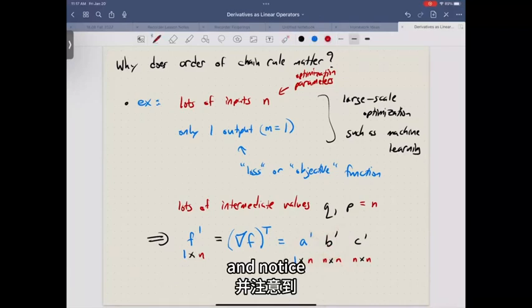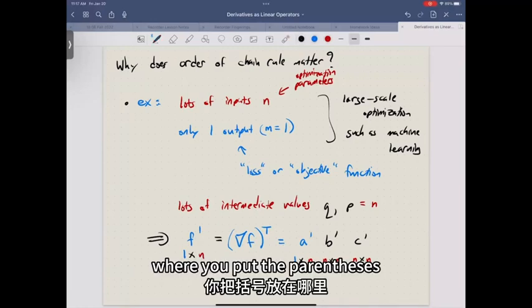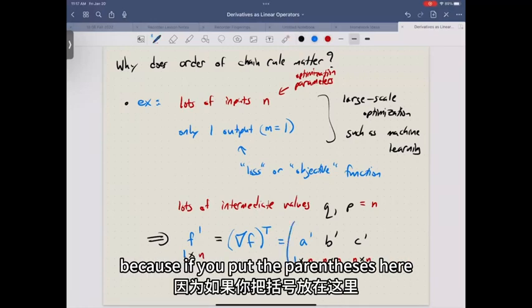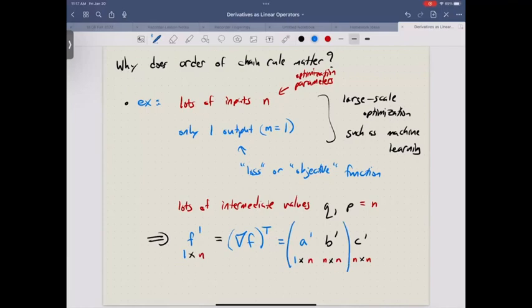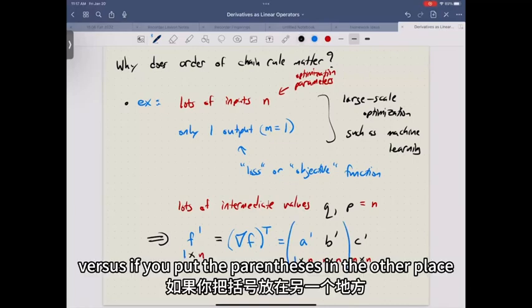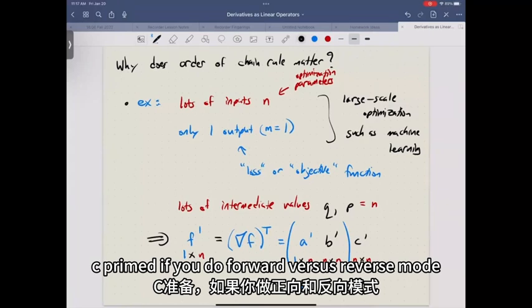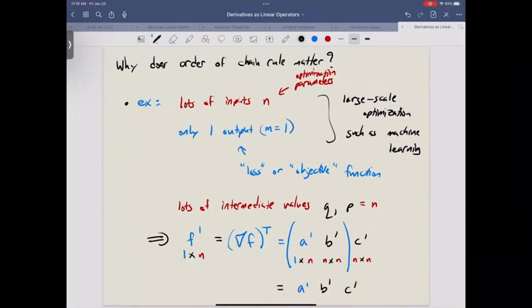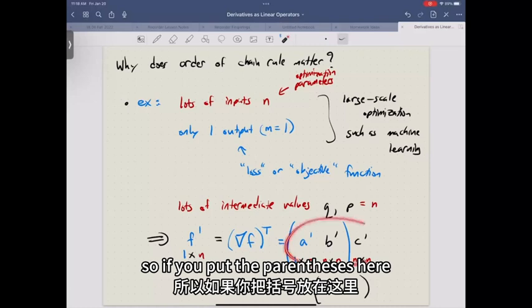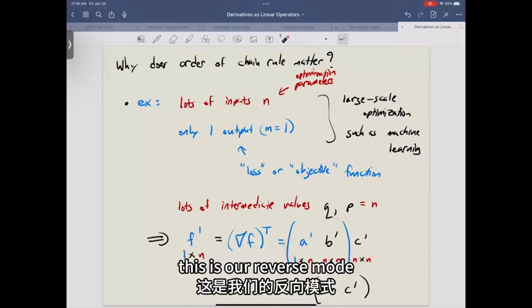And notice it really matters where you put the parentheses, because think about what you're doing if you put the parentheses here, versus if you put the parentheses in the other place, A prime, B prime, C prime. If you do forward versus reverse mode, if you put the parentheses here, this is our reverse mode.